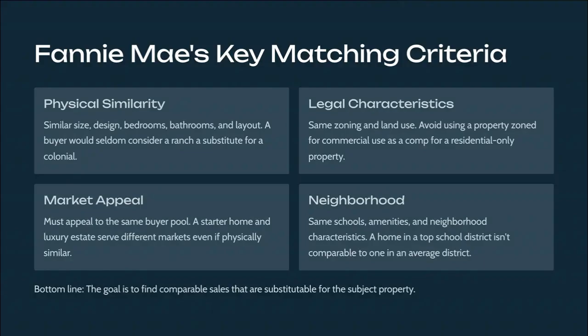However, physical similarity isn't just about matching numbers on a specification sheet. A 4,000 square foot colonial built in 1985 may share square footage with a 4,000 square foot contemporary built in the same year.